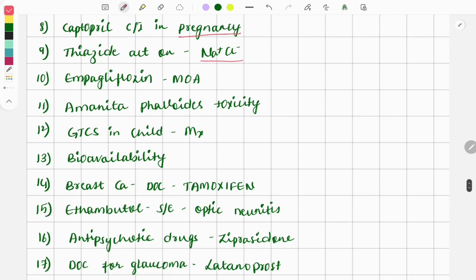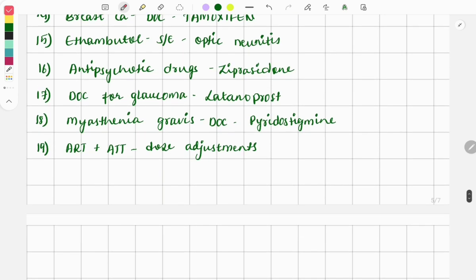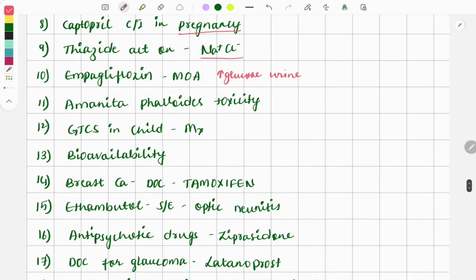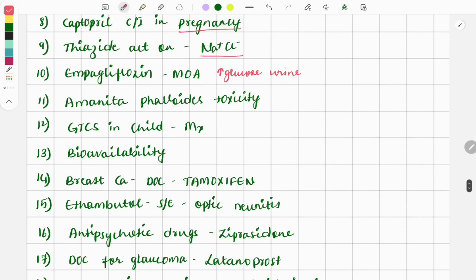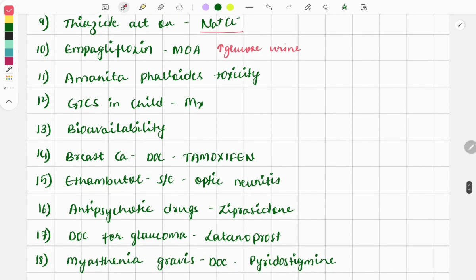The next question, dapagliflozin, its mechanism of action. It was described in this question that which of the following anti-diabetic drugs acts by increasing glucose loss in the urine, and the answer was dapagliflozin. A very easy question. So anti-diabetic drugs are also an important topic. Then amantadine toxicity was asked. It causes acute liver failure.